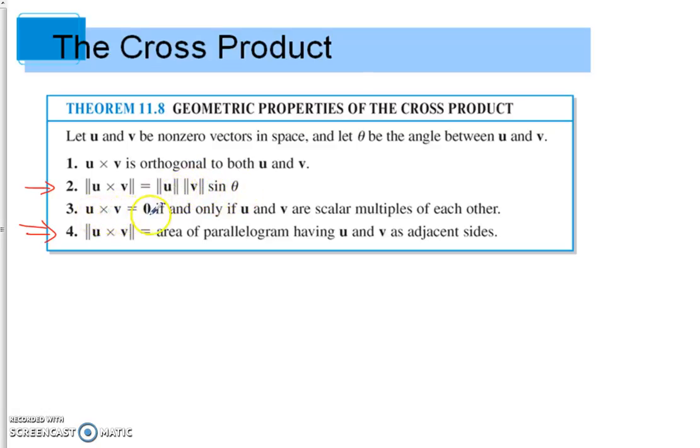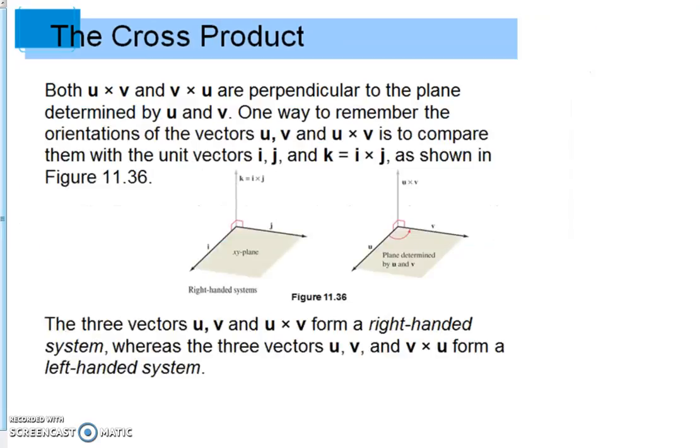And then u cross v is equal to 0 if and only if u and v are scalar multiples of each other. Okay. And finally, the magnitude of u cross v is equal to the area of a parallelogram having sides u and v as adjacent sides. You'll get to do that in some of your homework as well. I won't do an example of that. I think you get the hang of that.